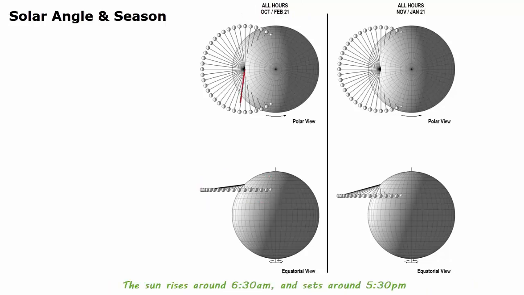The sun rises around 6:30 a.m. and sets around 5:30 p.m., making daytime less than 12 hours and nighttime more than 12 hours. On January and November 21st, the cone shape is more dramatic, and daytime is even shorter and nighttime is even longer.